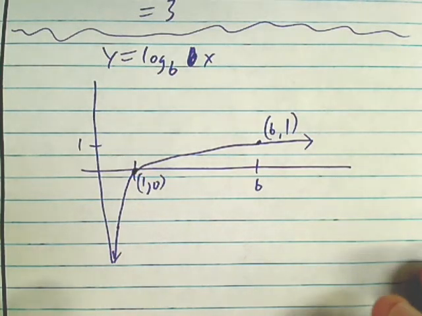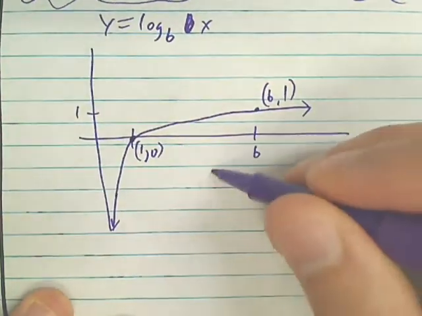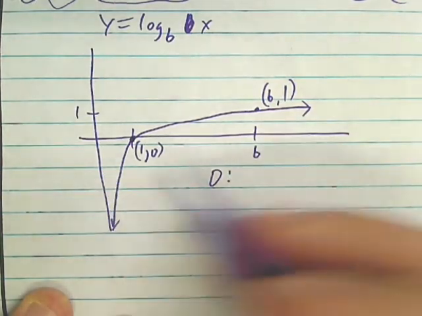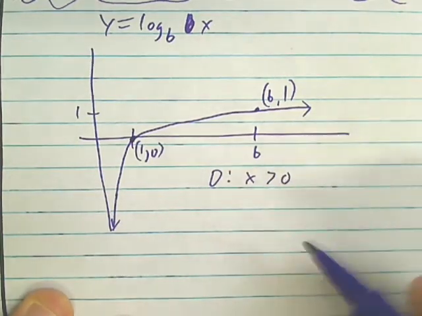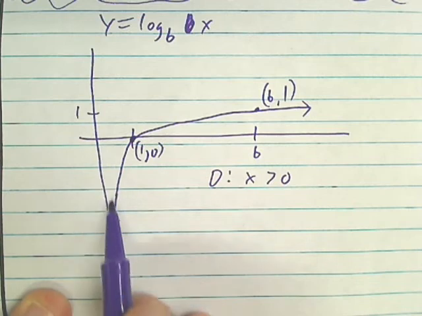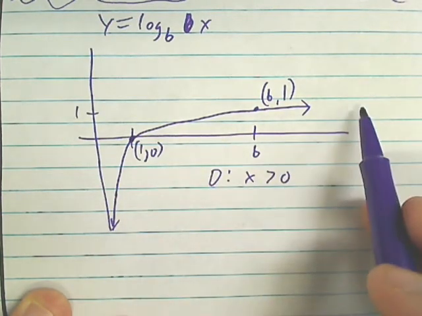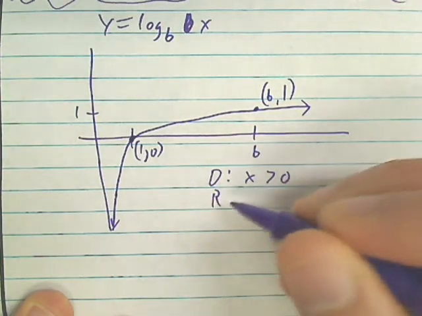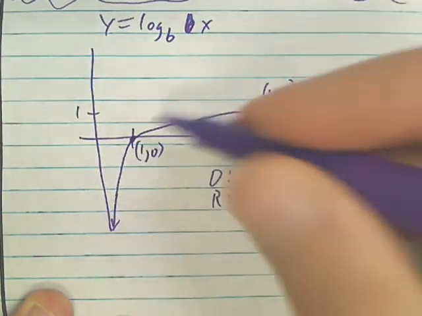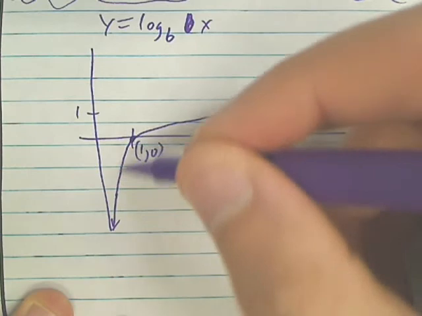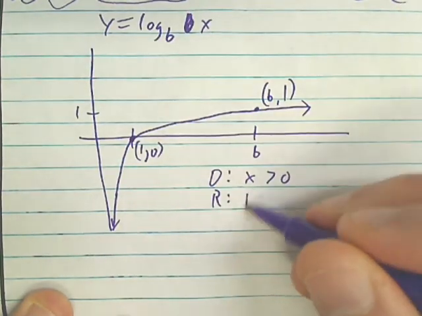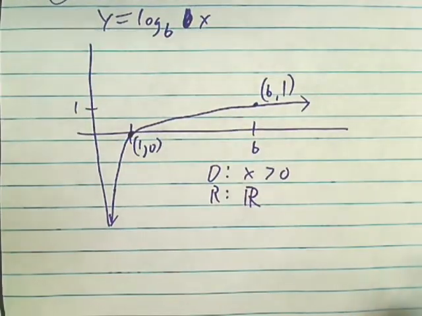Last thing I want to know is domain and range. The domain, well, the x-coordinates are greater than 0. They get very close to the y-axis, but they never touch it. So x never actually gets to 0, and they go up. The range, this graph goes down and up, positive in both directions. So all real numbers. And those are your notes on section 7.3, logarithms.